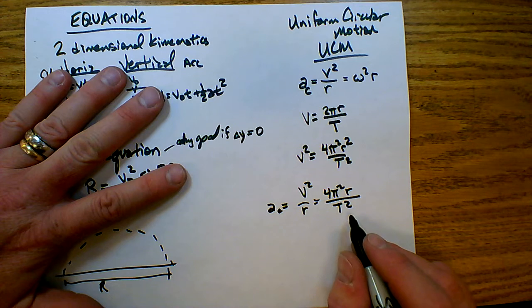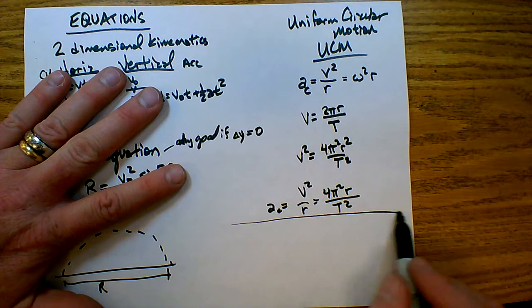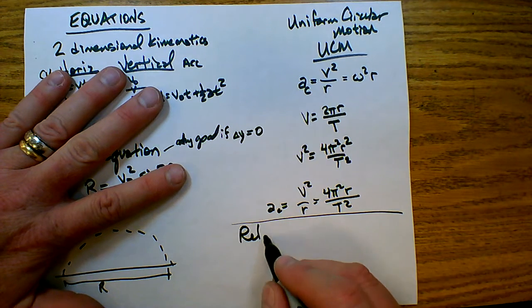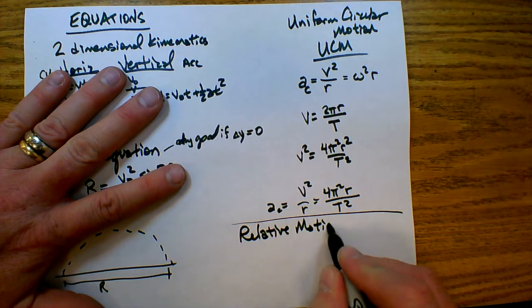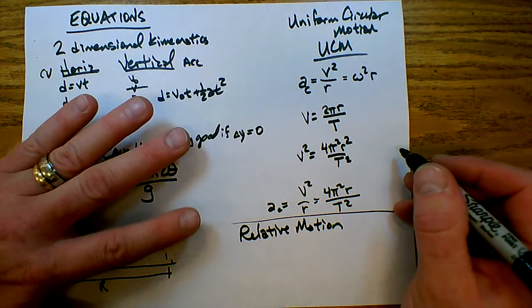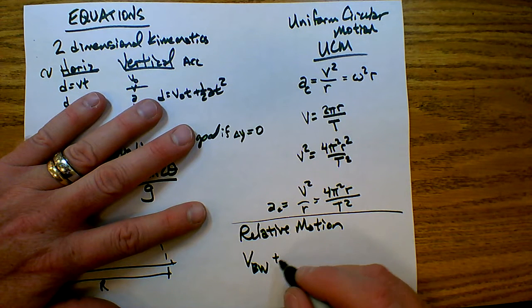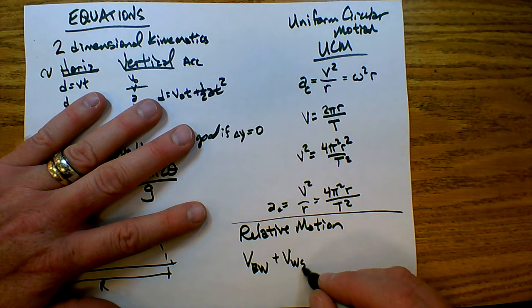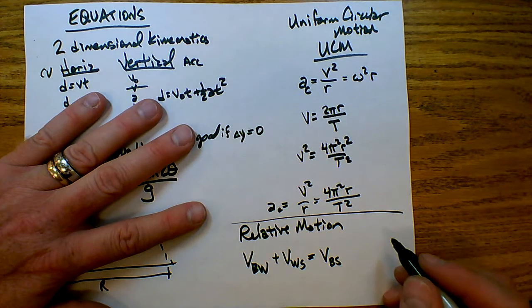And those are the equations of two-dimensional motion. Now there's another two-dimensional topic that sometimes we deal with called relative motion. These are the types of problems where you have a boat crossing a stream and the stream is flowing, and this is just a vector addition problem. So if I have, for example, the velocity of the boat in the water plus the velocity of the water with respect to the shore equals the velocity of the boat with respect to the shore.